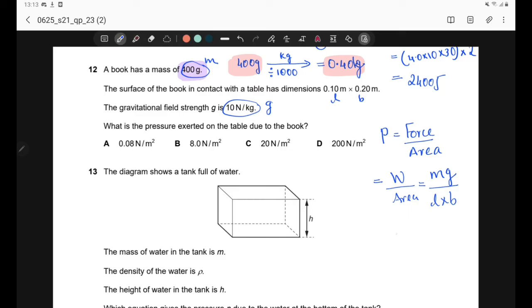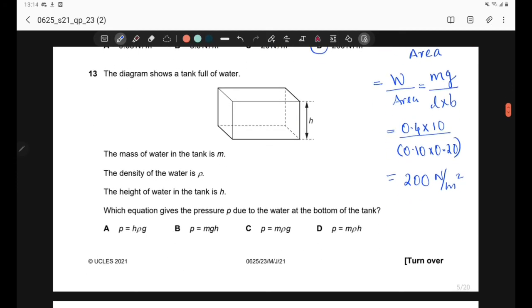Now we can substitute the values. So mass of this book in kilogram is 0.4 times g value 10 over length times breadth. Length is 0.10 times breadth is 0.20. And the answer is 200. The pressure is force over area, so the unit is Newton over meter square. Therefore, the correct answer is option D.